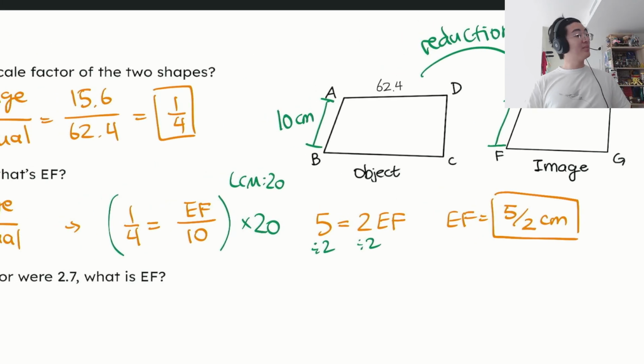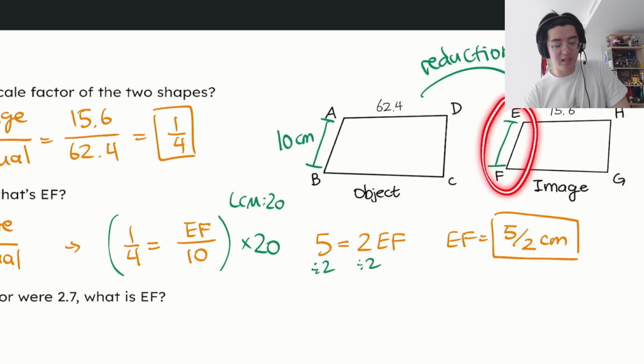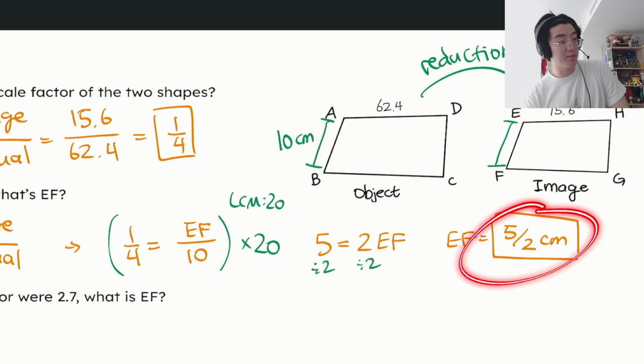Which makes sense. We can always check our logic here. We know this EF is a reduction of 10, so it has to be a smaller number than 10.